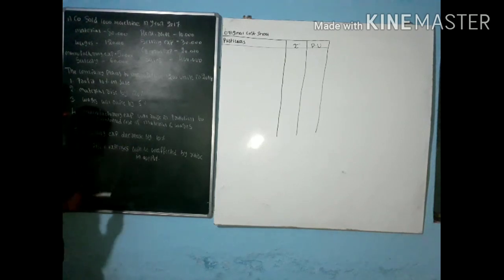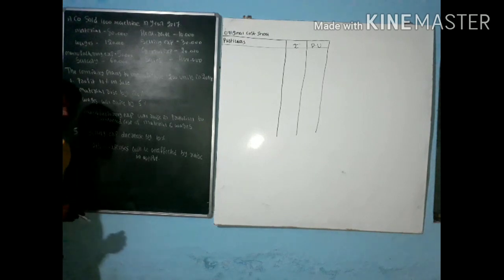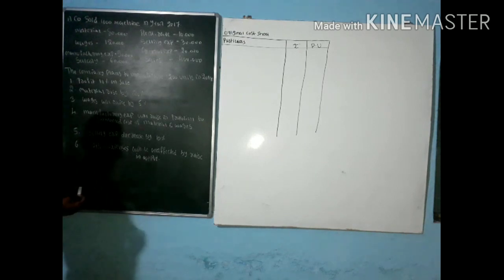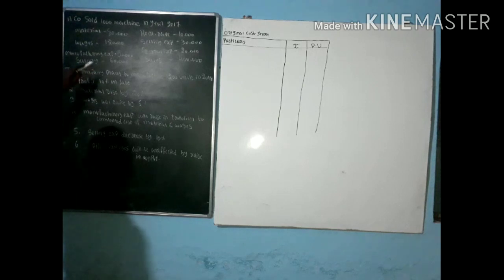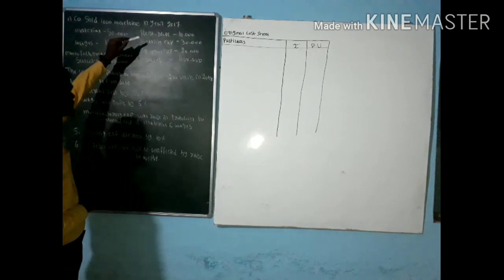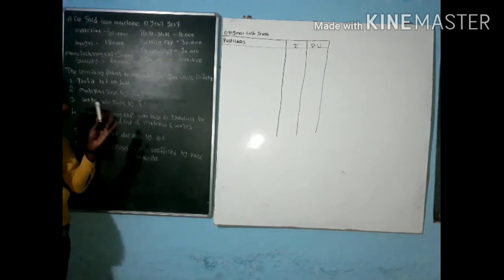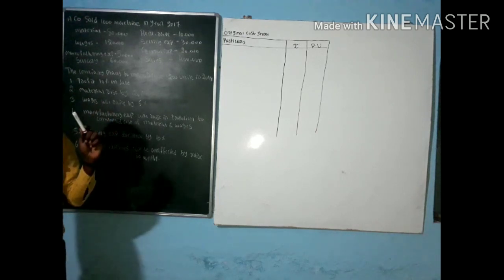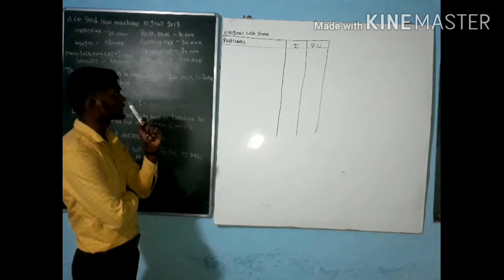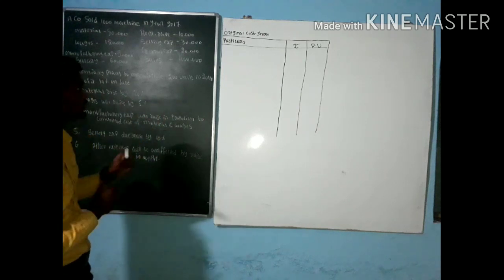Other expenses will be unaffected by raising output. Which are the other expenses? That is salary, rent and rates, selling expenses, general expenses. These are the things which do not change; they remain the same. Let us go for the preparation of the first one, the original cost sheet.